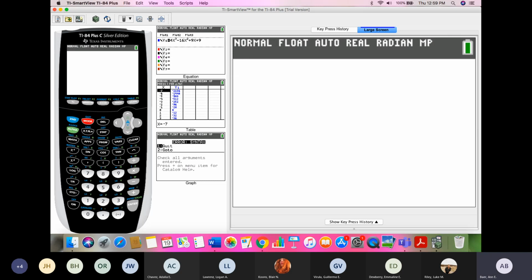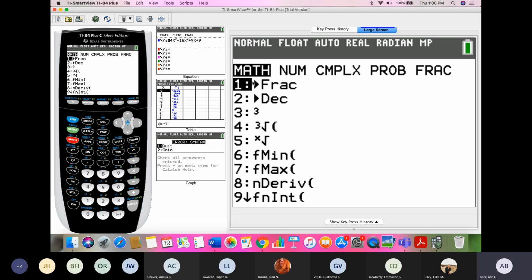Sometimes they change the colors of the second buttons. So I want to type in 12 divided by 8. And what we want to do, in general, is attempt to convert that to a fraction in reduced form. This isn't going to work in theory 100% of the time, but it works a lot of the time. So 12 divided by 8, we want to click on the math key, and then you can see frac is highlighted there. That means convert to a fraction.